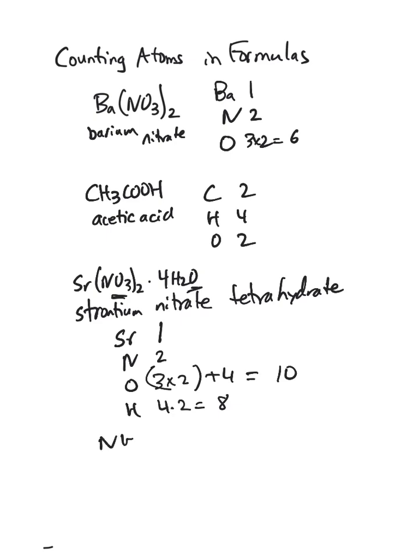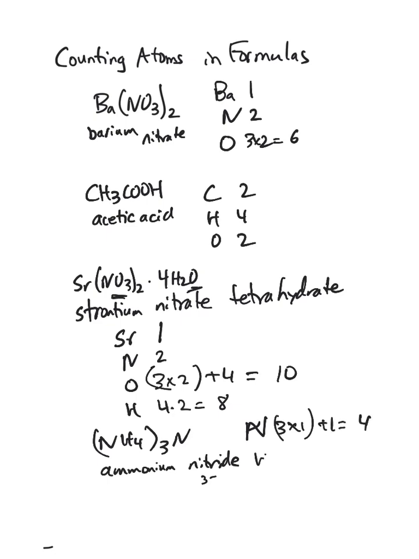And one more just for grins. This is ammonium nitride, where the nitrogen's got a -3 charge associated with that nitride. And the ammonium, each one of those had +1, and that's where it gets to be electrically neutral. So from nitrogen, in the parenthesis, we got 3 times 1 plus the 1 outside. There are 4 nitrogens. And for the hydrogen, we got 4 times 3, or 12 hydrogens. So this is how we go about counting atoms and formulas.